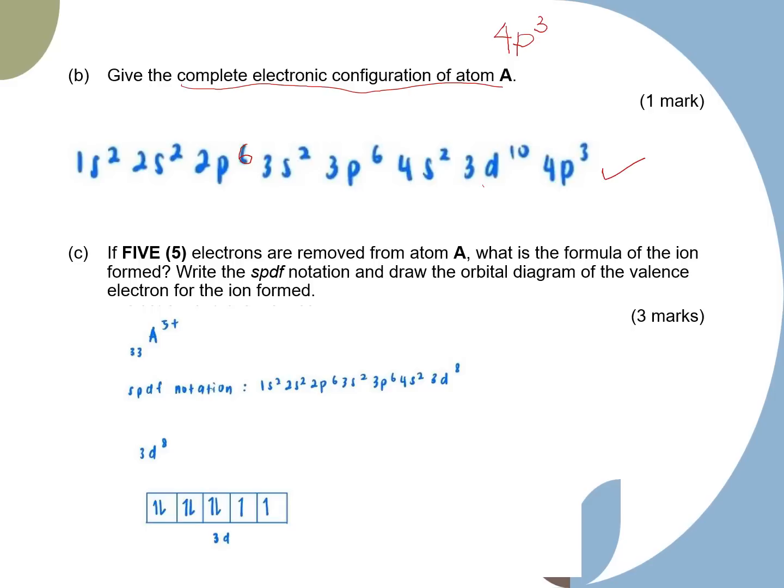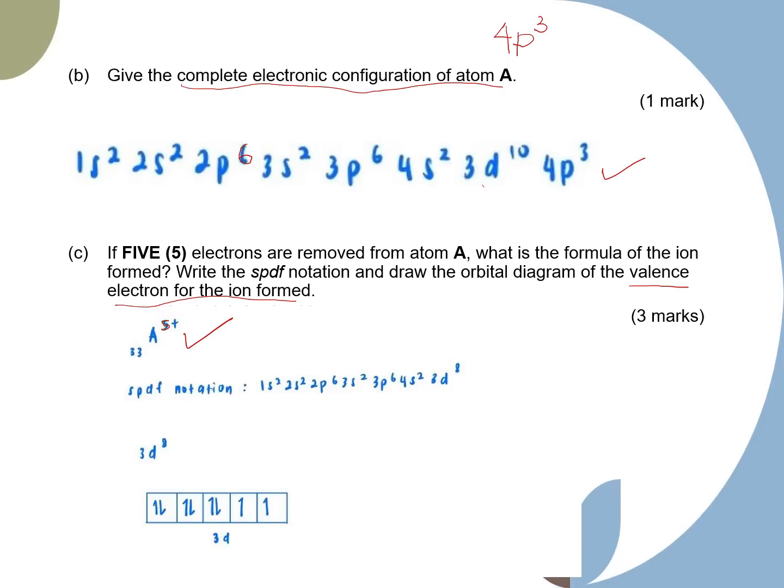And then next, C: if 5 electrons are removed from atom A, what is the formula of the ion form? It is A5+. Correct. And write the SPDF notation and draw the orbital diagram of the valence electron of the ion form. It asks for the ion, so SPDF notation of the ion. This one is wrong.